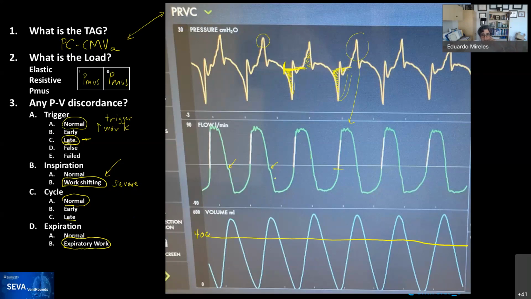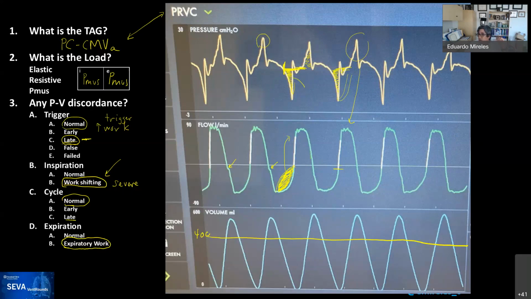And then there's definitely expiratory work, and we know that because it doesn't decay exponentially. All of this area that I'm shading is work by the patient. So you can see work here and work here. So this patient is essentially breathing a lot in and a lot out.